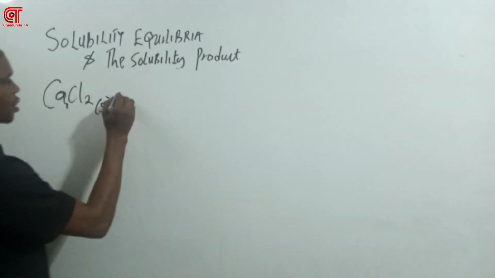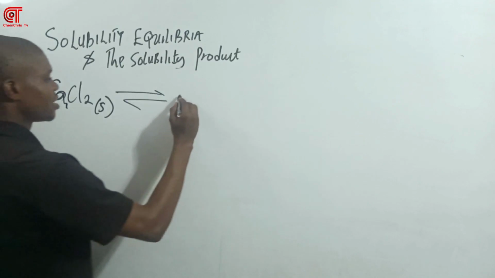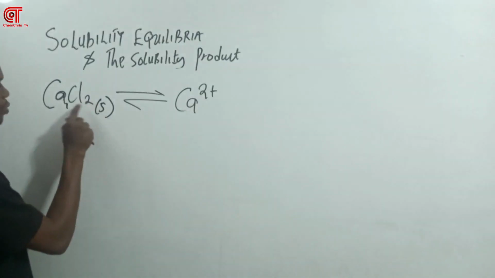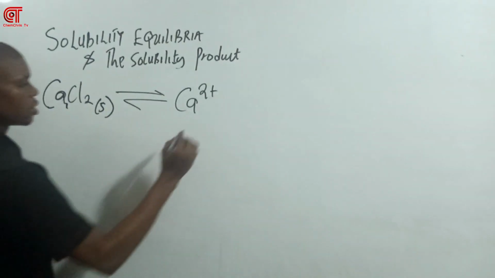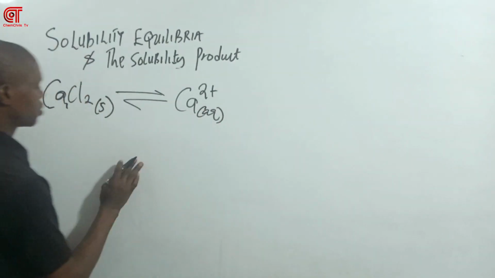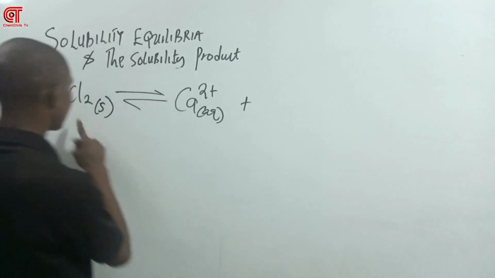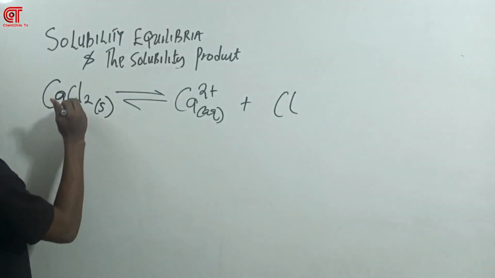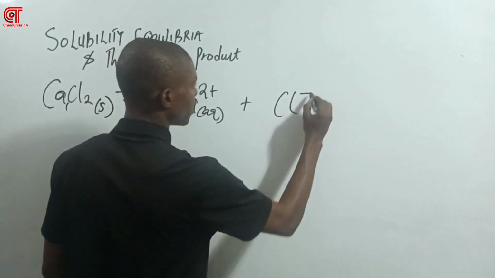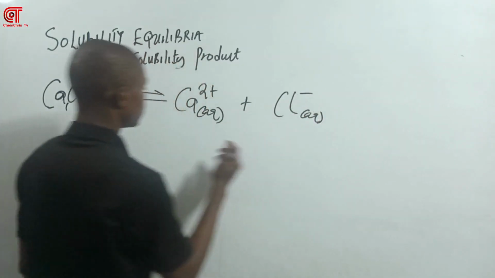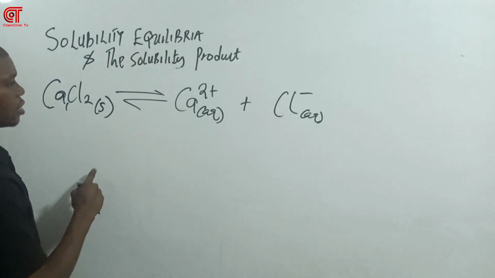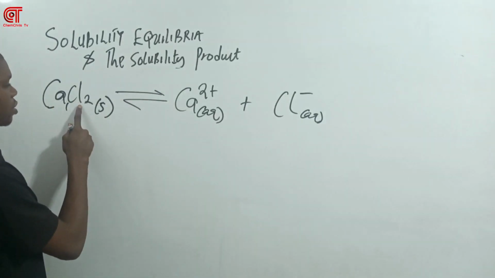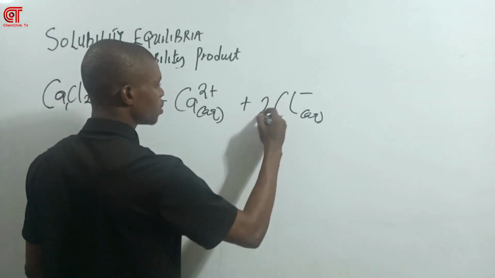You get Ca2+ aqueous. Now where is this 2 coming from for this one here? Now here we have Cl, so there's one here, right? So now we have Cl- aqueous. Next thing to do is to balance the equation. Calcium here is 1, so put 1 here. Chlorine here is 2, put 2 here.